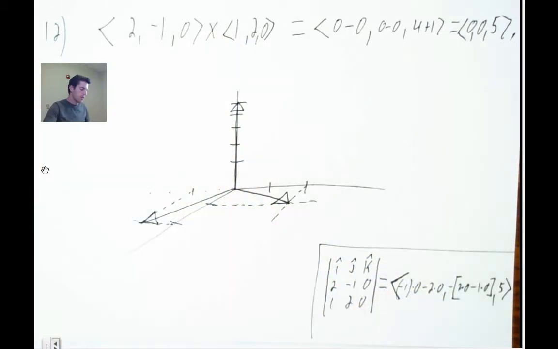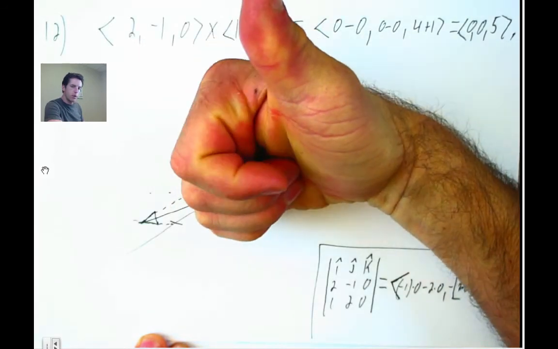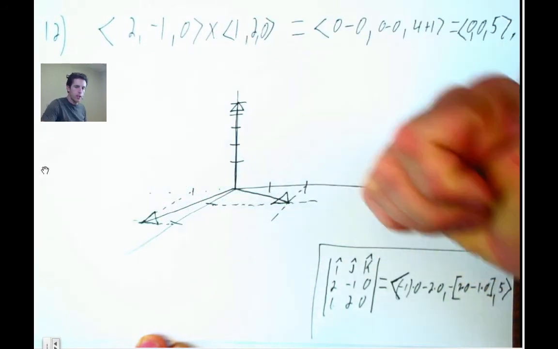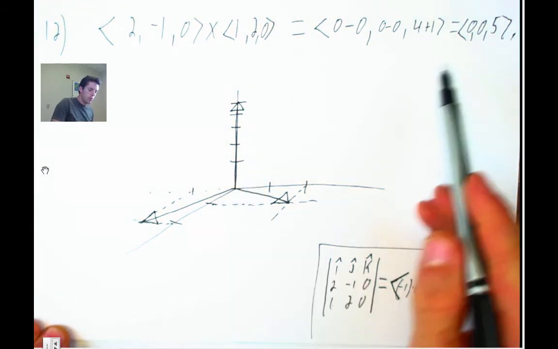The cross product of those, the first one across the second one, is going to point up. Right? First one across, second one will point upward. Straight up, 5 units.